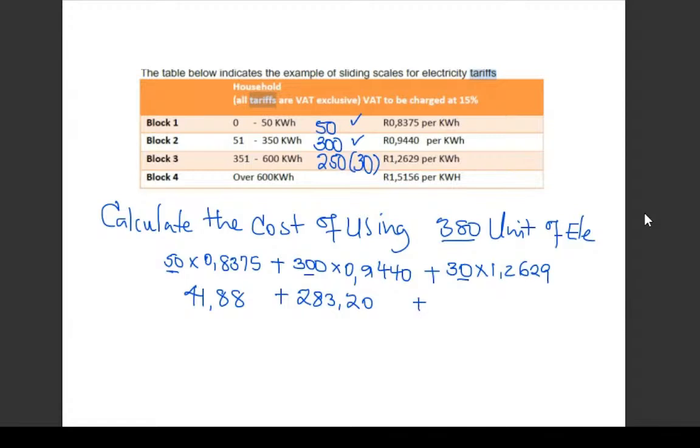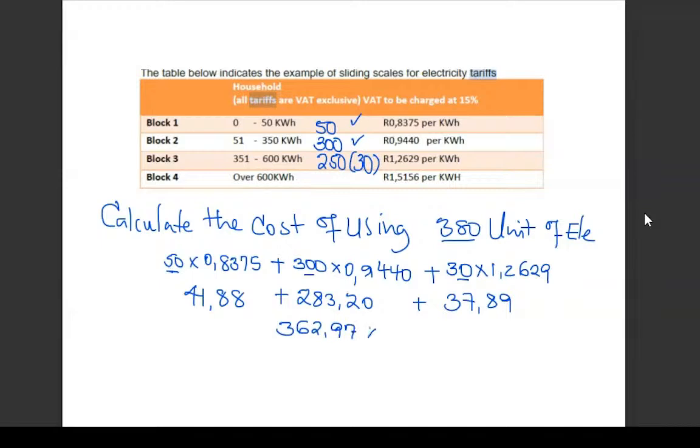That becomes 37,59. I round off my answers. So I add everything up. I add up everything. So I end up having 362 rands, 97. It's not the end.